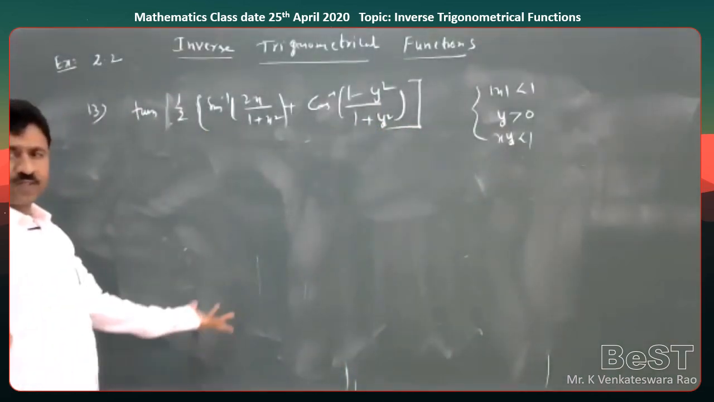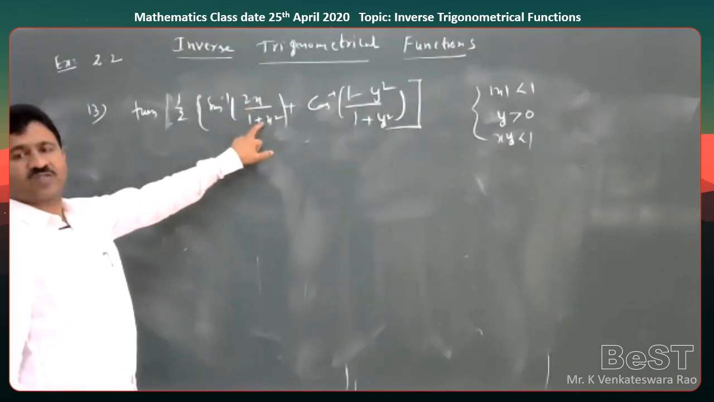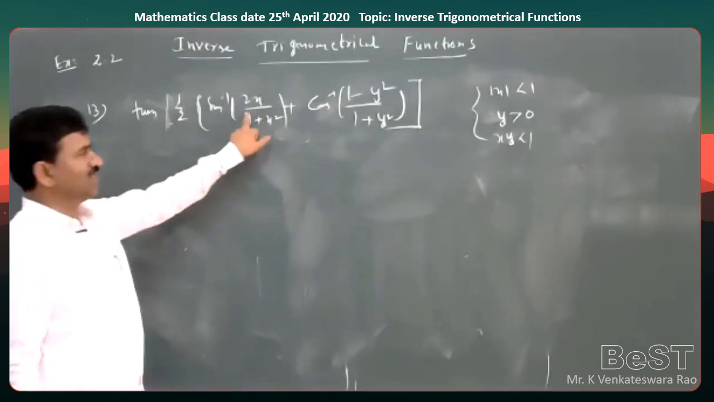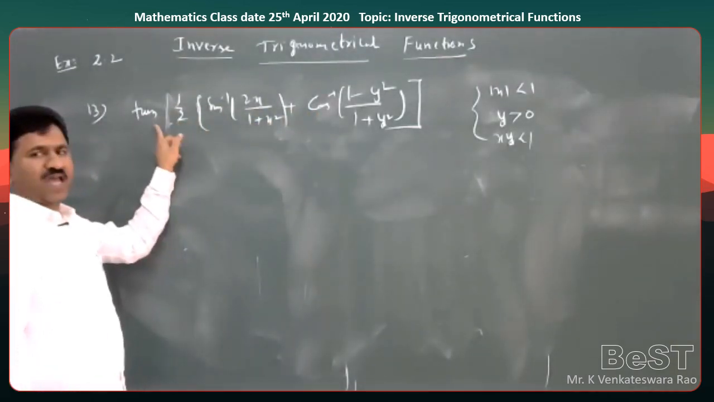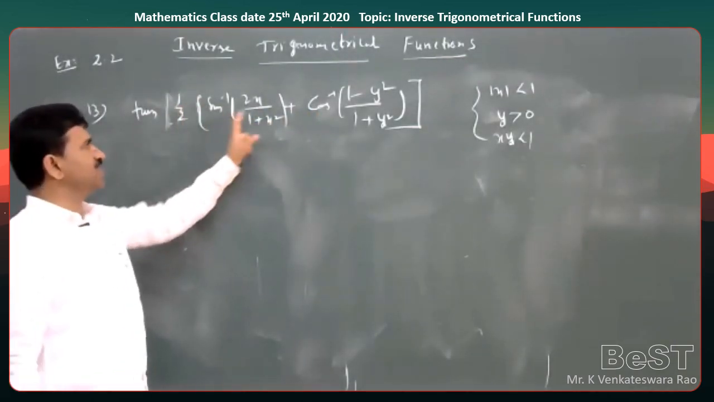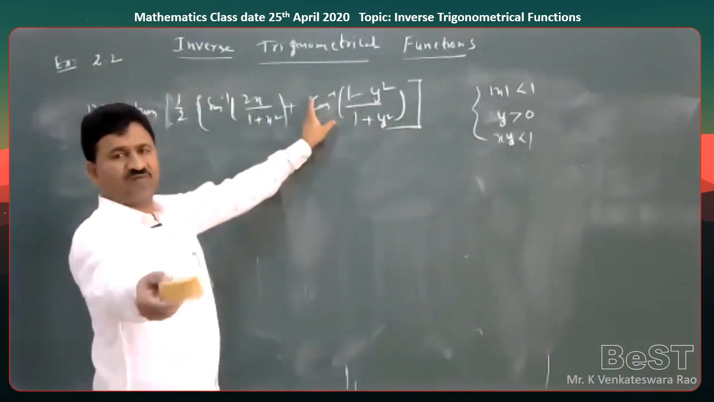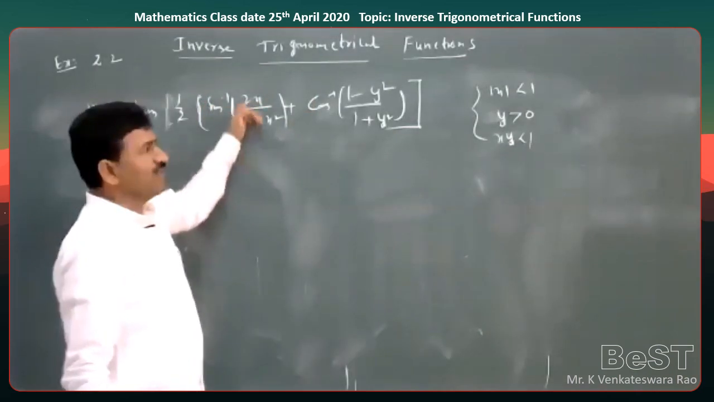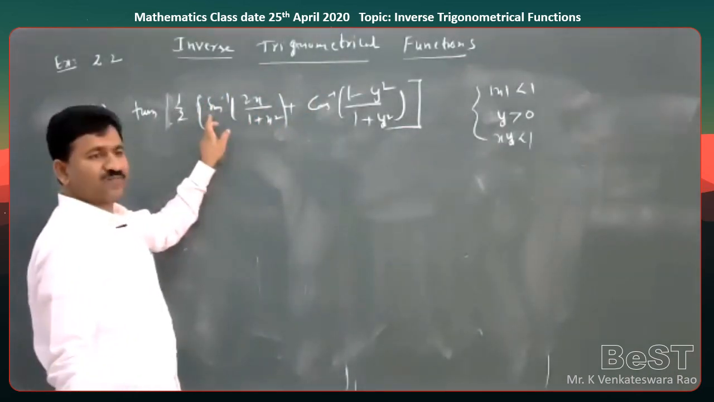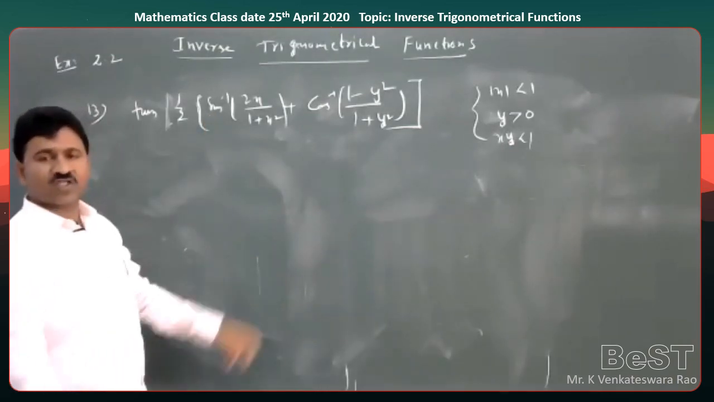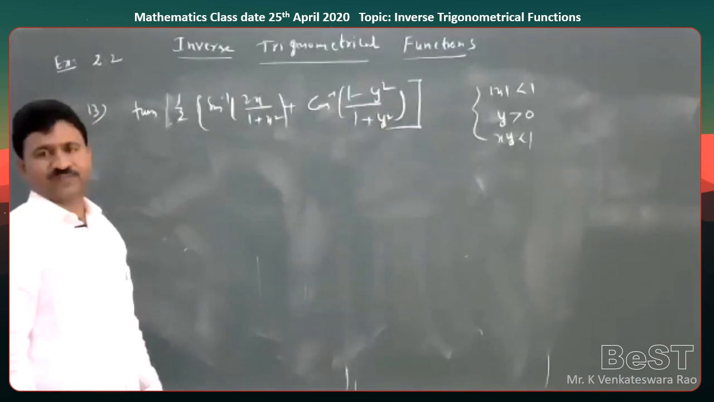See, without pen and paper also you can tell the answer. Sine inverse of 2x by 1 plus x square, we know, is 2 tan inverse of x. This is 2 tan inverse of y. The 2 is common, cancel it. So tan of tan inverse of x plus tan inverse of y. What is the tan inverse of x plus tan inverse of y value? Tan inverse of (x plus y) by (1 minus xy). Tan of tan inverse cancels. So (x plus y) by (1 minus xy). You can solve the problem in 20 seconds.